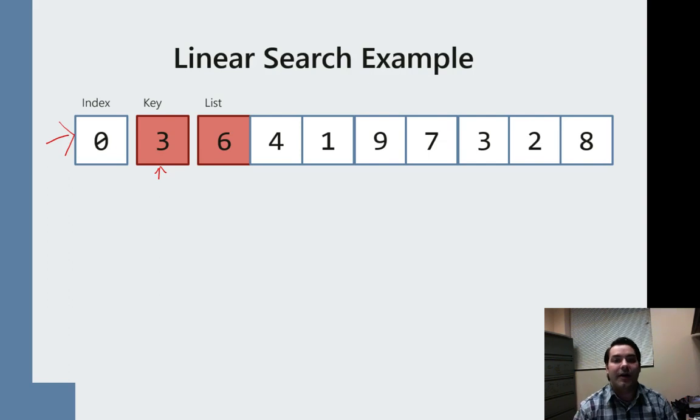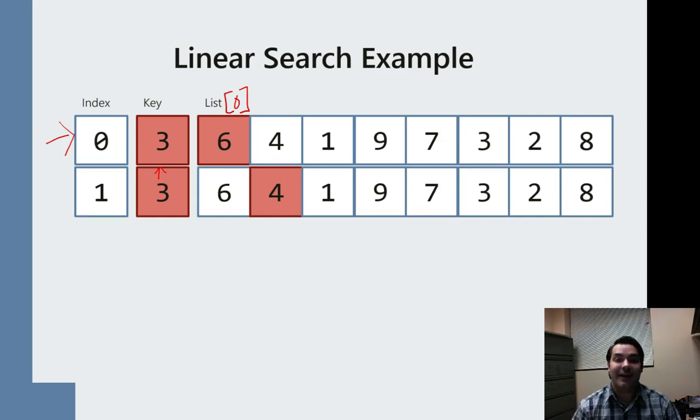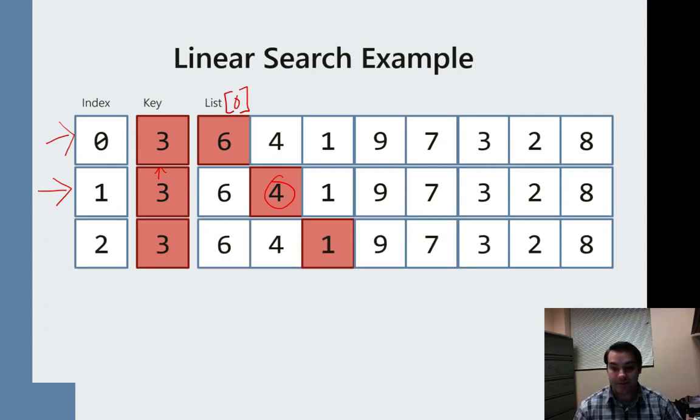Now, right now, I've started out my linear search. So my index is at 0. Well, my key is 3 right now. So I say, does list at index 0 equal my key? Well, in this case, no, it does not. 6 does not equal 3. So what do I do? I increment my index and I move on to the next element. And so this time, index has changed to 1, and suddenly I'm now looking at my 4. Well, does my 4 equal 3? No, it doesn't. So I keep on moving.